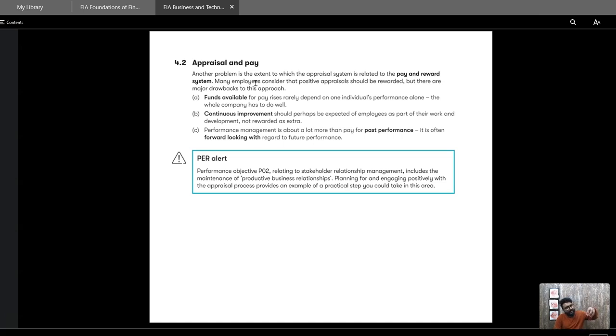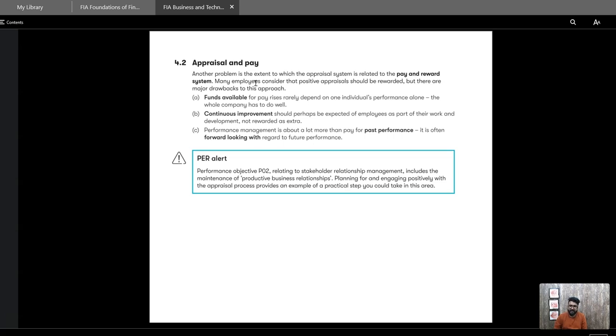So if a person is doing good, we cannot actually increase the pay based on that particular thing. We have to see whether the funds are available or not, whether that continuous improvement is happening. We have to see the past performance and evaluate them on the present basis. So, if a person is showing some improvement, don't increase the pay yet. There has to be improvement happening all along the way. That is appraisal and pay.